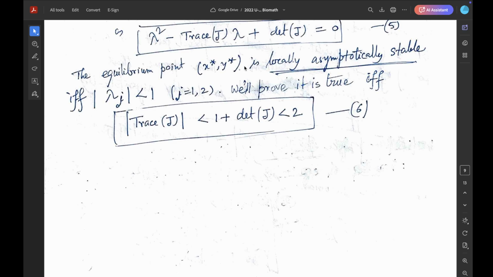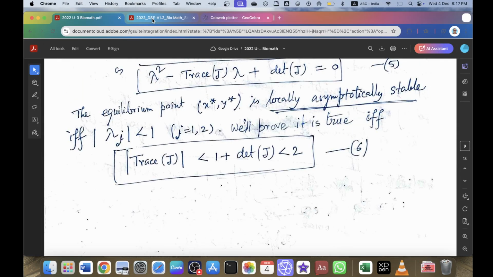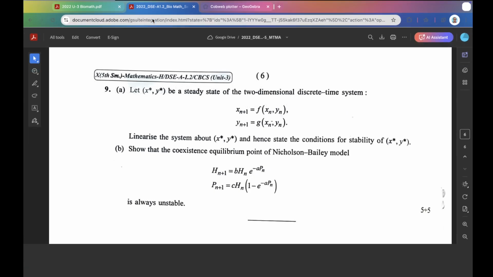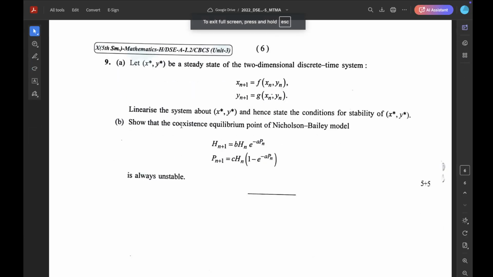Next question, part B. Show that the coexistence equilibrium point of the Nicholson-Bailey model, h n plus 1 equal to b hn e to the power minus a pn, pn plus 1 equal to c hn bracket 1 minus e to the power minus a pn, is always unstable.